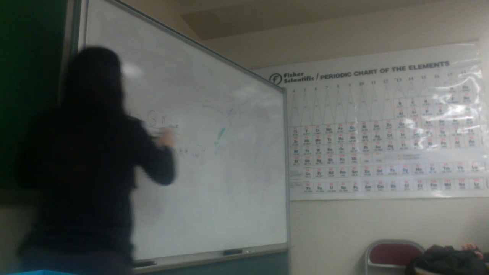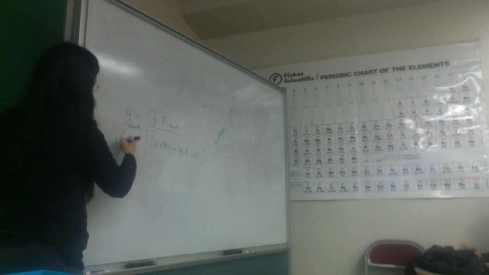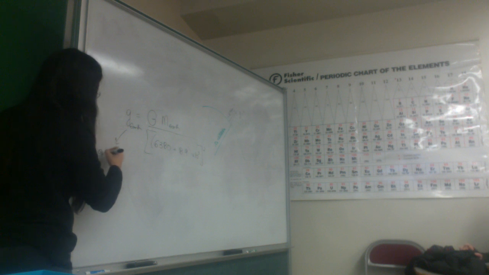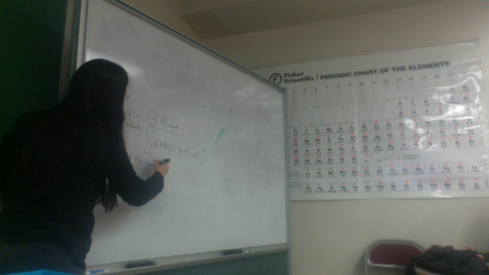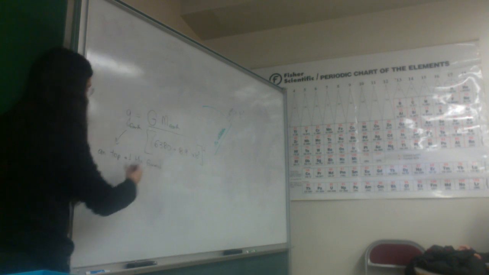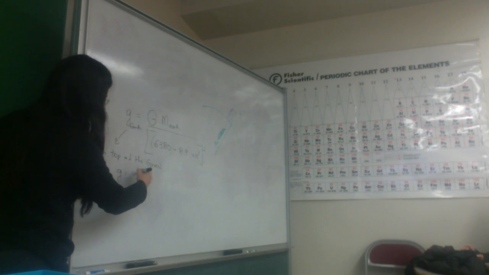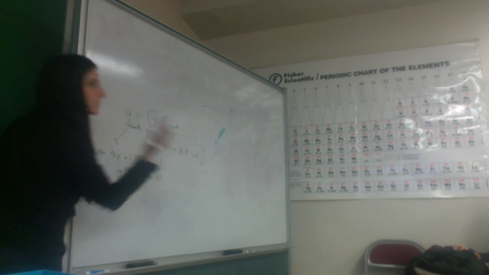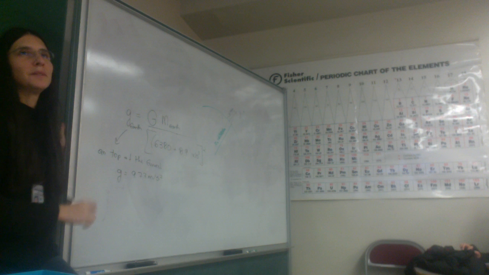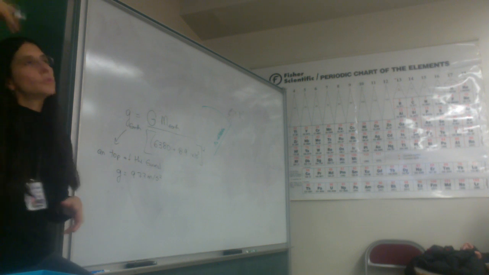So if you put all these numbers, you will see that on top of the Everest, the little g already decreased. Instead of 9.8 it is now 9.77 meters per second squared. A little bit different. If you keep going higher, it's going to get smaller.